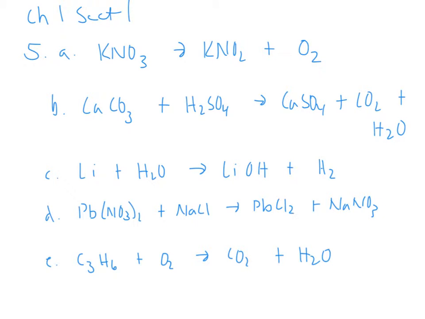KNO3 to KNO2 plus O2. So the only thing I want to balance is the oxygen, and the smallest number I can use here to balance it is a 2, which means I'm going to need a 2 here to balance the K and the N. And at that point, I have 2, 4, 6 oxygen on each side. I've got 2 potassium and 2 nitrogen, so I'm all balanced up.